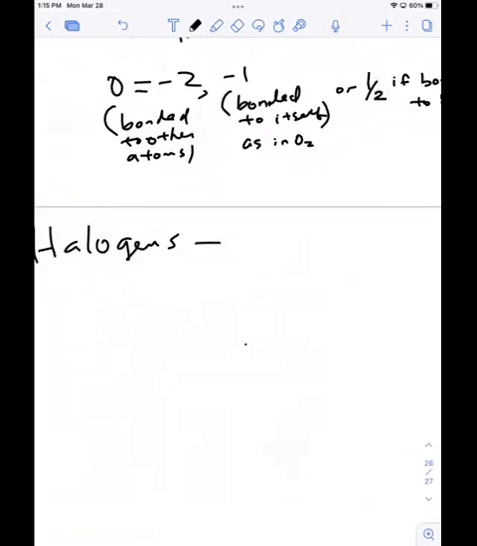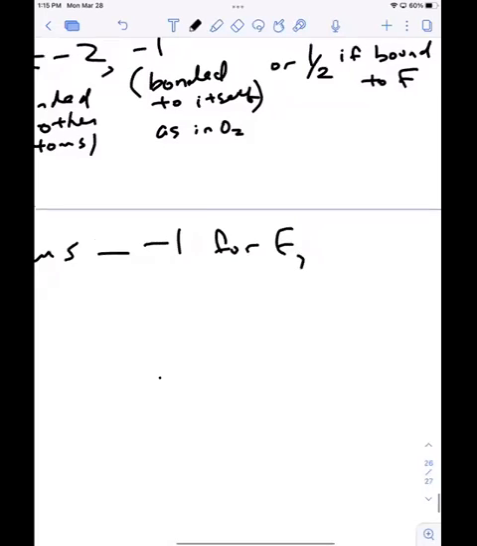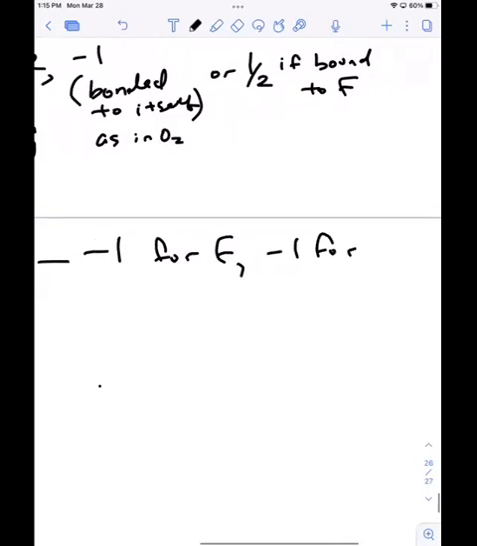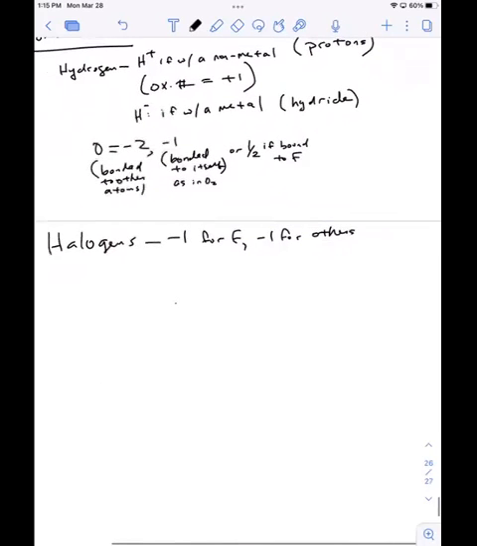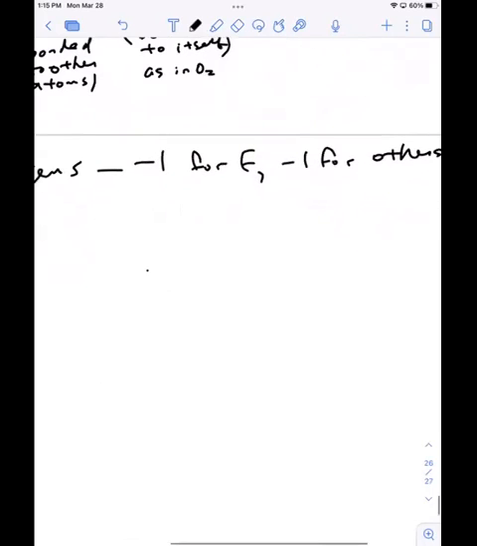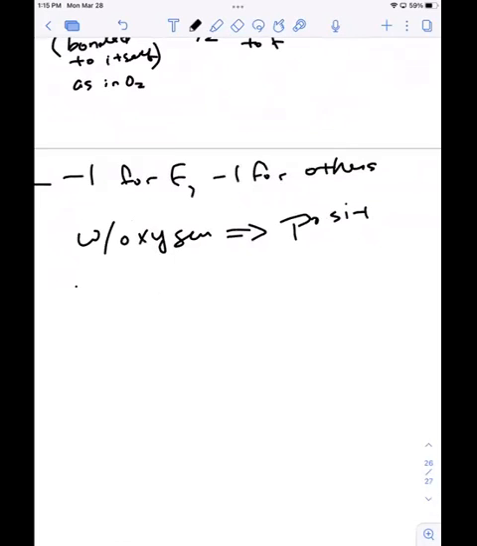Halogens are -1 for fluorine. These are oxidation numbers, -1 and -1 for the other halogens. Halogens are in group 7: fluorine, chlorine, bromine, iodine. And then if a halogen is with oxygen, it can have a positive oxidation number.